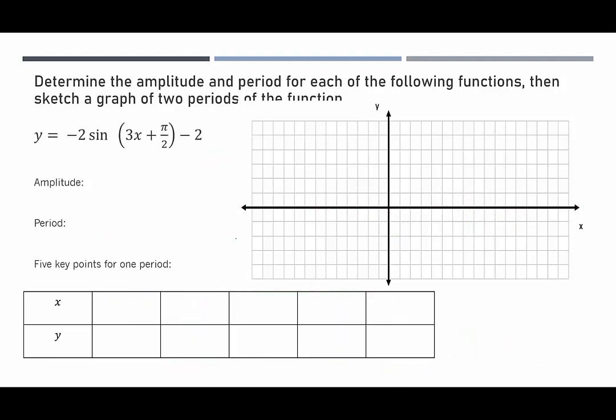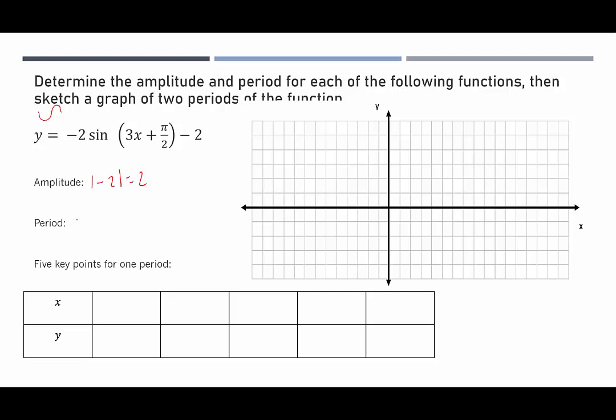In our final example, we are looking at every type of transformation humanly possible. Let's see what happens. So our amplitude is going to be the absolute value of -2, which is 2. The negative indicates that the graph, normally it would go middle, up, middle, bottom, middle. This one's going to go middle, bottom, middle, top, middle. So it'll look like that instead because of the negative.